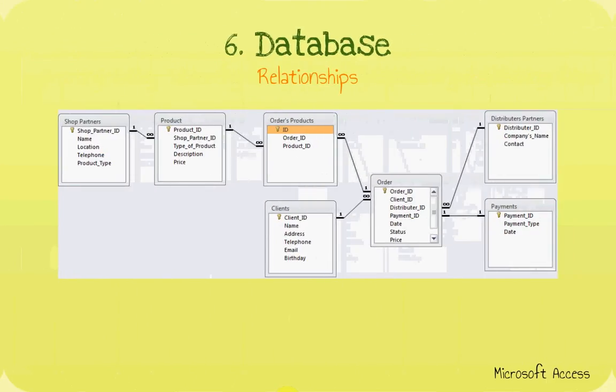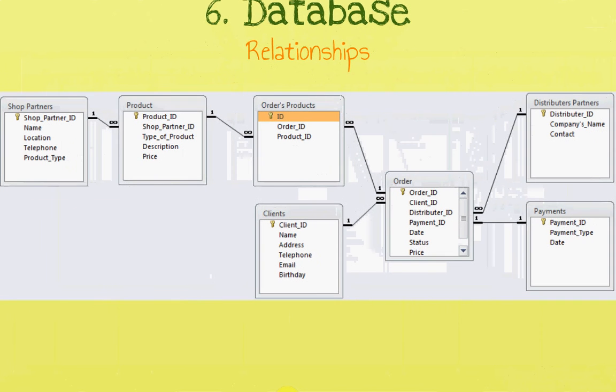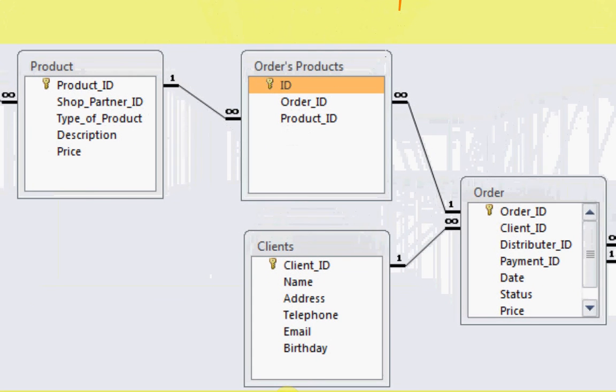In our database, we also have relationships. As said before, this is our diagram of our database. This is a many-to-many relationship, so it was necessary to create the ordered products table in order to have that relationship.